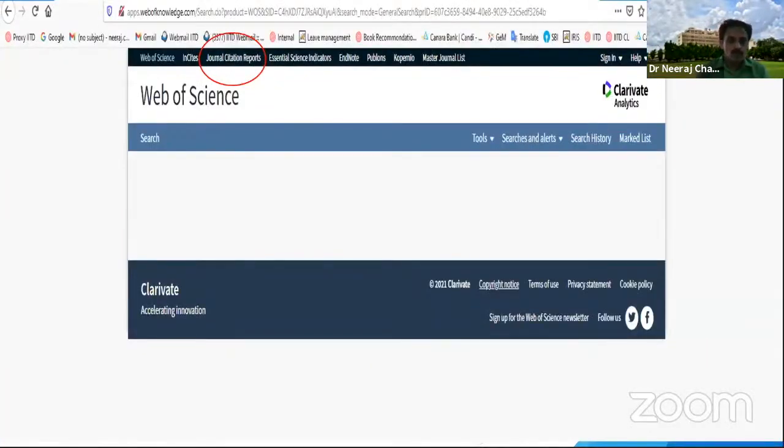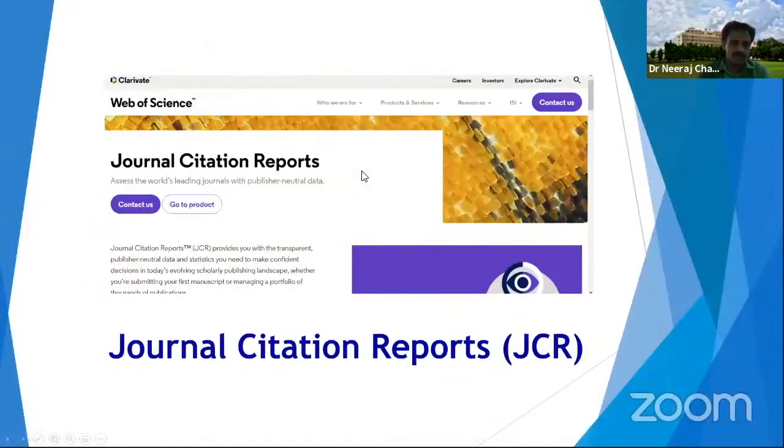So if you have access to Web of Science, you can see these products from Clarivate Analytics, like Web of Science, Insights, Journal Citation Report, EndNote, and a number of other things. If you are subscribing, you will have this tab, but you will not be able to access the JCR, as it is known in short form, unless you have the subscription. So you need to subscribe to the JCR to get the impact factor report of the journals.